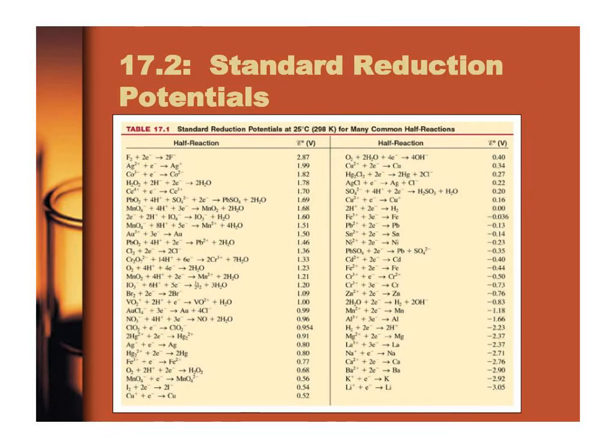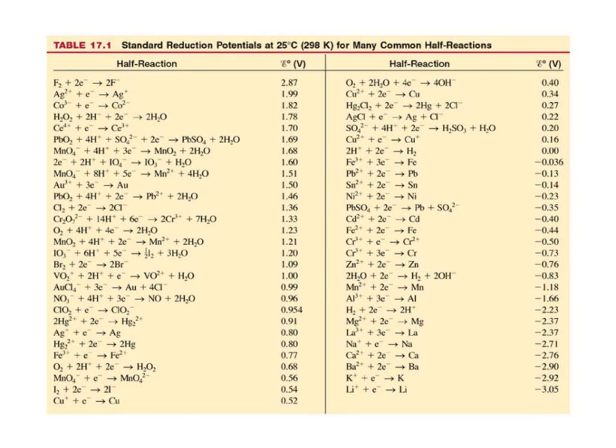Okay? Now, this can be summarized, and this table right here is the most important table in all of Chapter 17. It is called the Standard Reduction Potentials Table. I don't recollect which particular page this is on in your book, but it is critical. This diagram is the critical diagram. Let me zoom in on it for you.